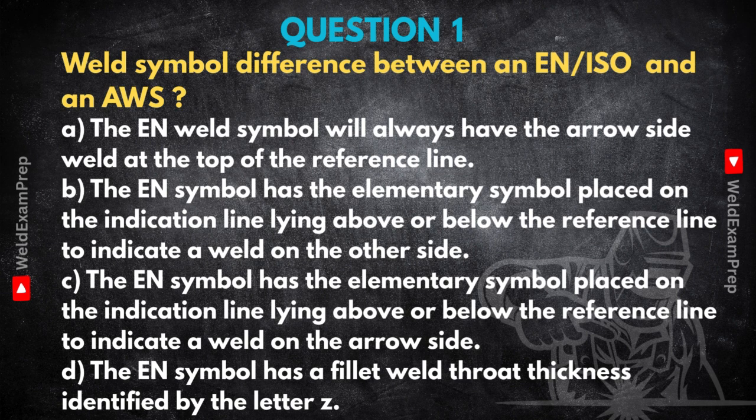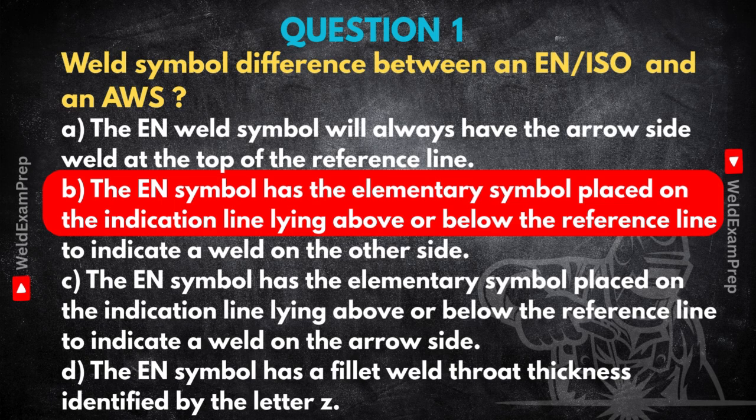C, the EN symbol has the elementary symbol placed on the indication line lying above or below the reference line to indicate a weld on the arrow side. D, the EN symbol has a fillet weld throat thickness identified by the letter Z. What do you think? Right. This one gets right to the heart of a key difference between the two big international standards. The correct answer here is option B.